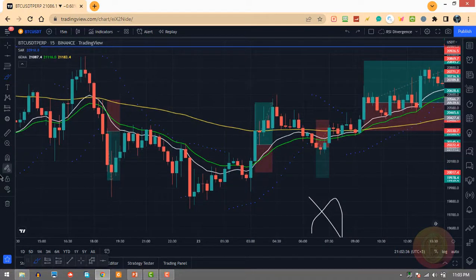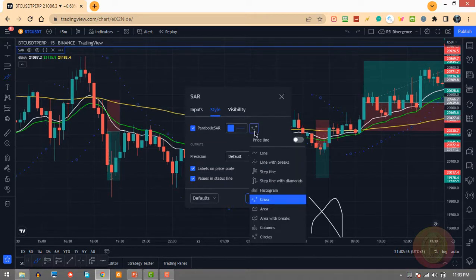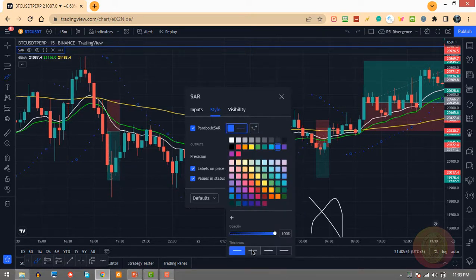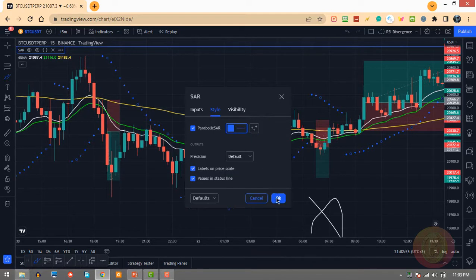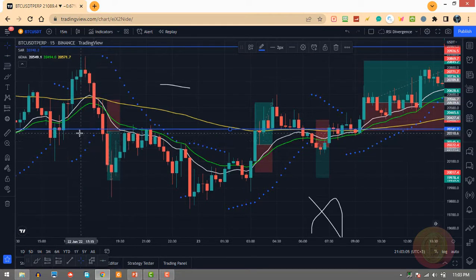Now let's come to our main topic, which is parabolic SAR. Our main strategy will be based on parabolic SAR. First of all, the settings will be the same. I will increase the dot size. Here you can see they are more visible now. So what we will do first is wait for a star. Our basic strategy will be based on the star.